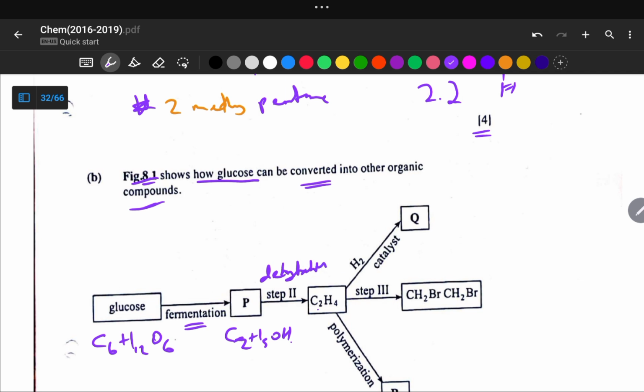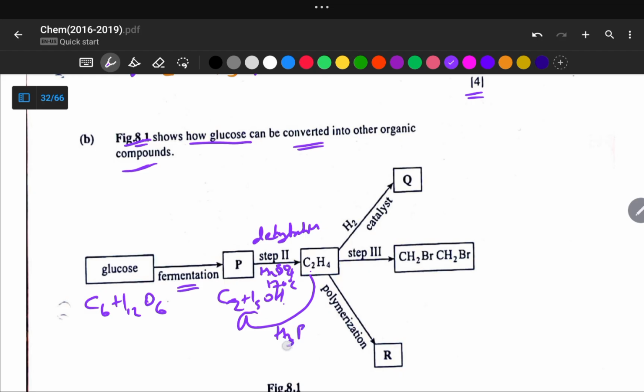So we are going to use concentrated sulfuric acid at 170 degrees Celsius, right? And this reaction can be reversible using phosphoric acid at 300 degrees Celsius and 60 to 70 atm of pressure, right? The produced ethene can be hydrogenated in the presence of nickel. Nickel is the catalyst, at a temperature of 150 degrees Celsius, to give an alkane, so to give ethane here, right? This is used in the manufacturing of margarine.